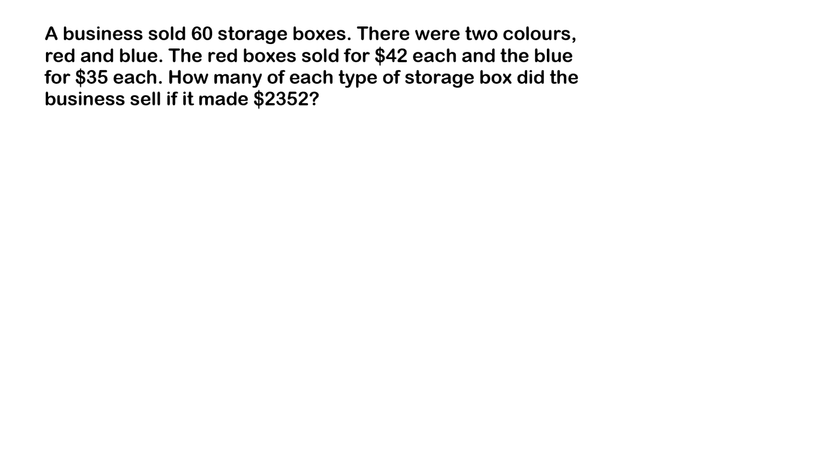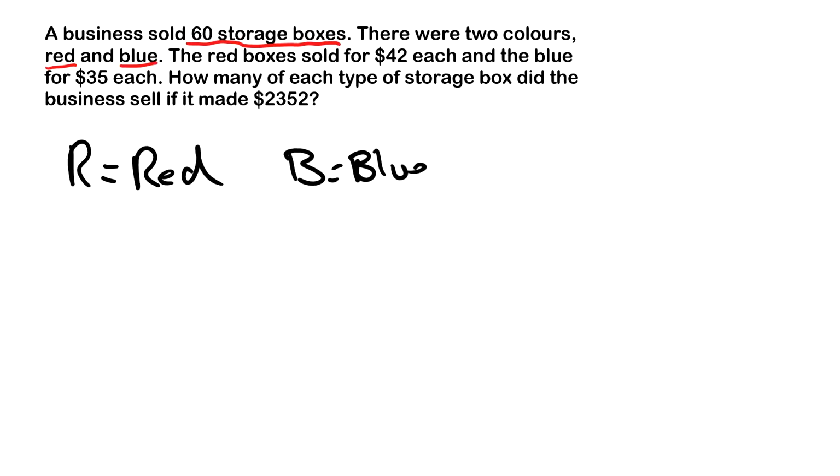So the first one's quite simple. We know we have 60 storage boxes and there's two colors. There's red and there's blue. So we've got red and we have blue. And we know there's 60 storage boxes altogether. So the first equation can be 60 equals red boxes plus blue boxes. Now we need to come up with our second one.